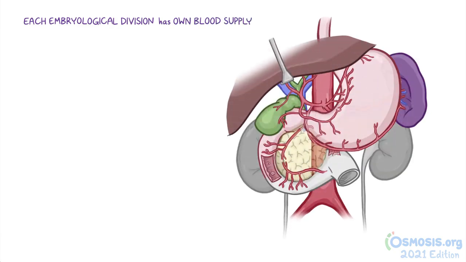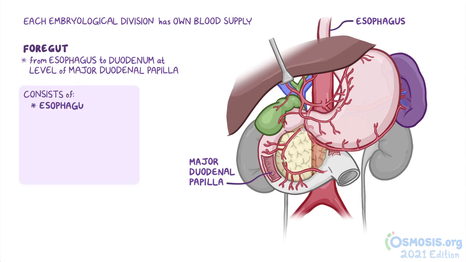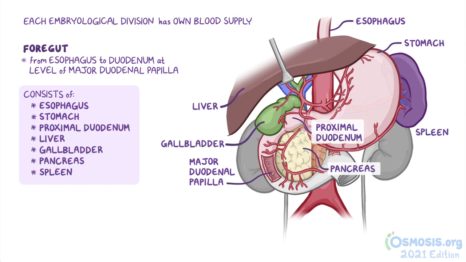It's important to understand these different embryological divisions, as the foregut, midgut, and hindgut each have their own unique blood supply. The foregut extends from the esophagus to the duodenum, at the level of the major duodenal papilla, where the pancreatic and common bile duct insert, and it consists of the esophagus, stomach, the proximal duodenum, as well as the liver, gallbladder, pancreas, and spleen.